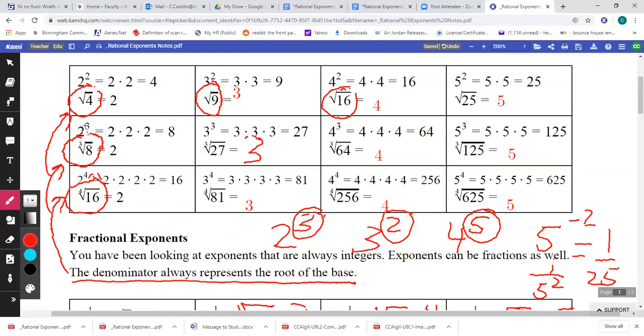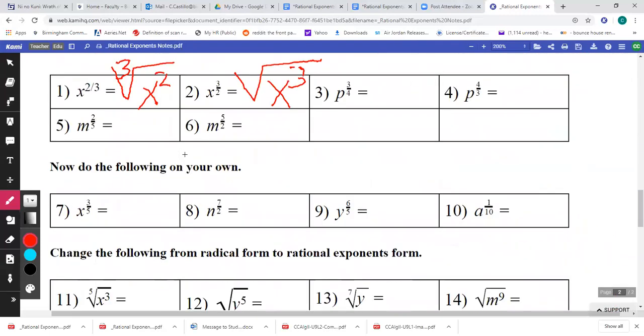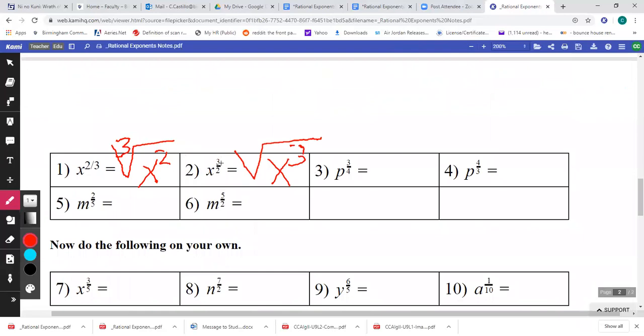See how we wrote, and look at my cursor, how it's the power of 3, and we write the 3 here. Whenever it's the power of 2, we assume it's a square root. So when we don't write a number there, that's always the square root. So going back to here, if I have x to the 3/2, the 3 is the power, the 2 is the root, but we never write 2 here for square root. So this is the proper answer.